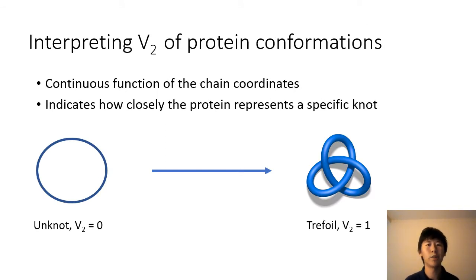V2 is a continuous function that depends only on the coordinates of the chain. So V2 and AV2 measure the resemblance of the protein to a knot. All of the native states of the proteins we used have V2 measures between 0 and 1, which we can imagine as measuring how much of a knot the protein forms on a continuous scale from the unknot to the trefoil knot, keeping in mind that proteins are open and not closed.